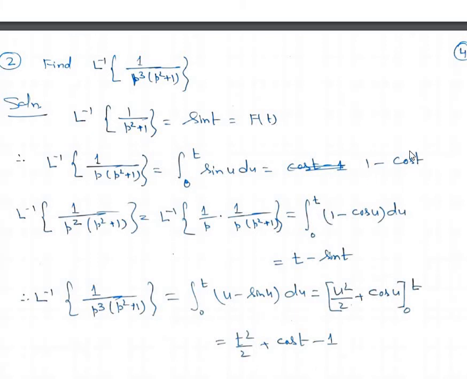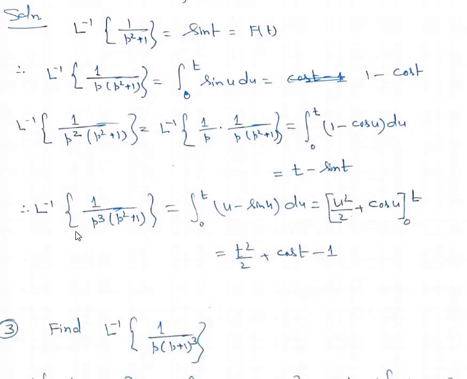Now from here we have 1 minus cos t, so we write down here 1 minus cos u du. Integration of 1 is u, integration of cos u is sin u. Put the limits from 0 to t, we get this as t minus sin t.